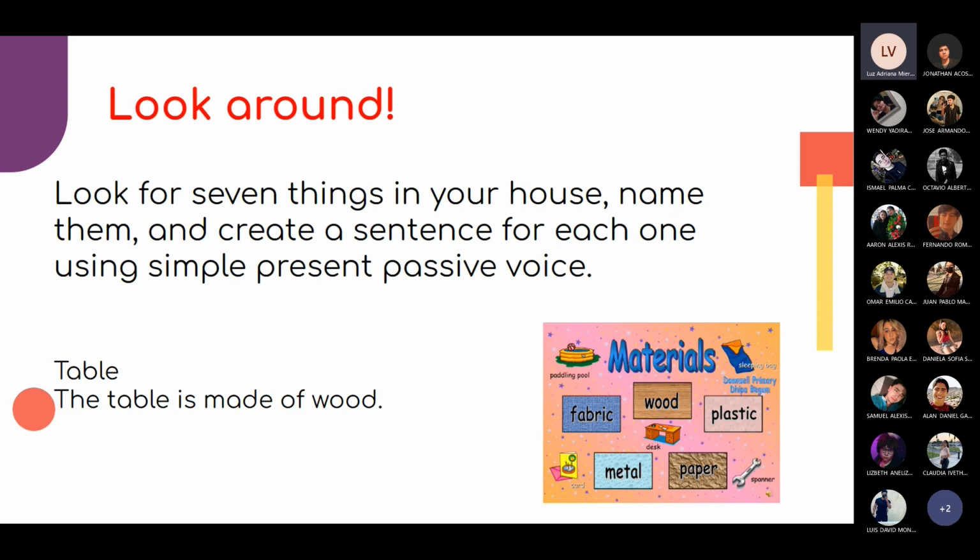All right, and then Samuel, desk. My desk is made of wood. The glass is made of plastic. The window is made of glass. The cell phone chair is made of copper. And my pants are made of diamond. All right, Samuel. Thank you so much.